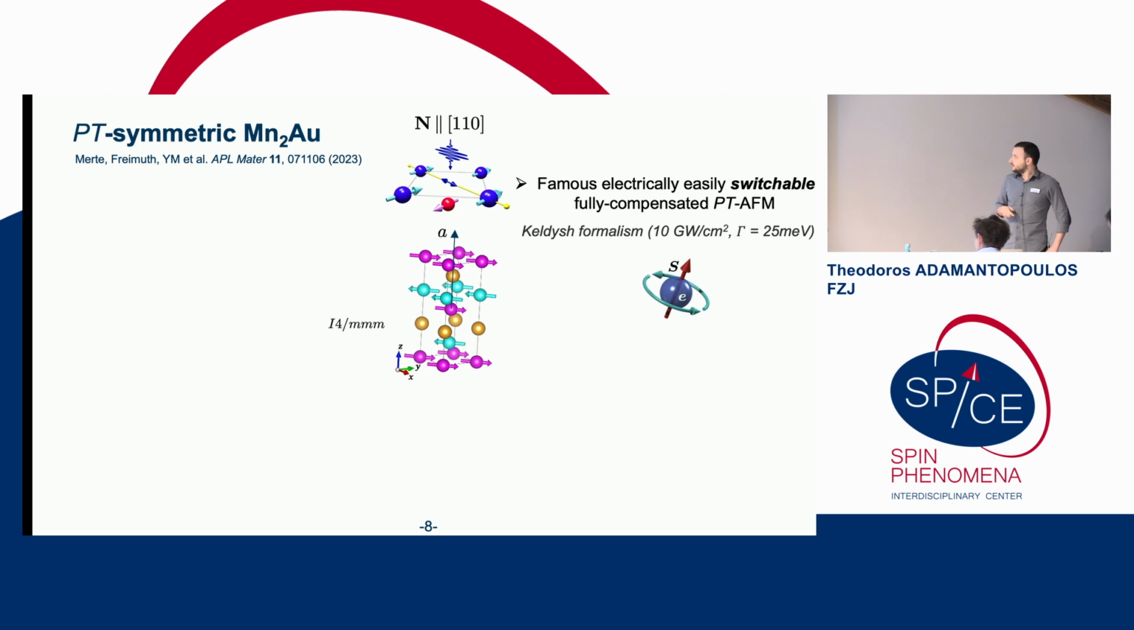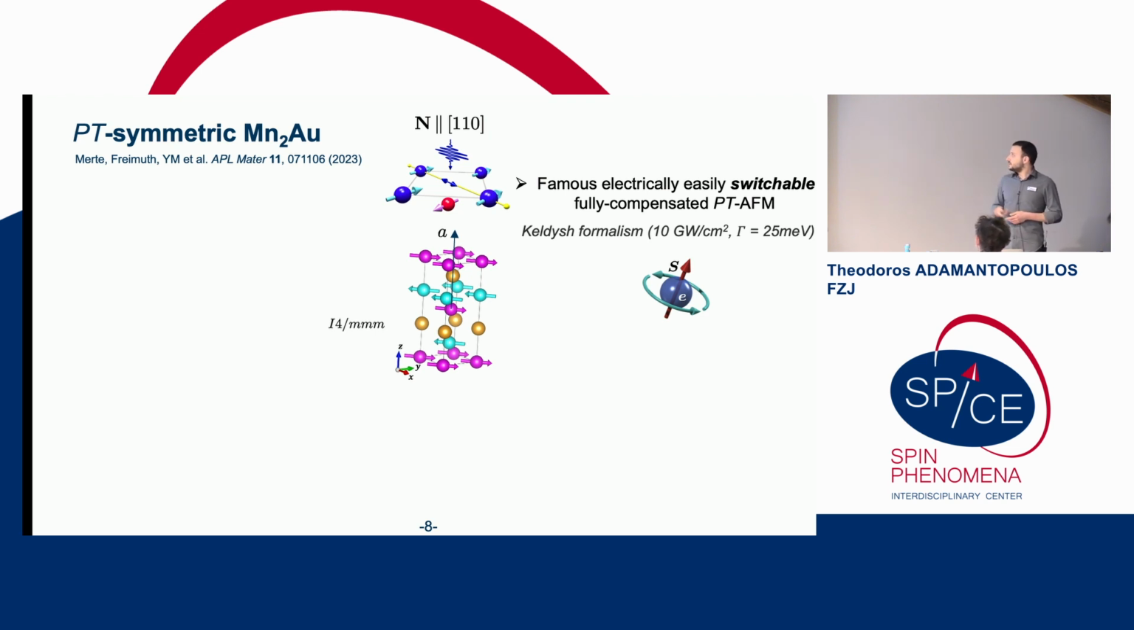Throughout our calculations, we use the Keldysh formalism, which is a Green's function theory, in order to calculate the responses which are of second order in the electric field of the laser. And we use a typical value of 10 gigawatt per square meter for the laser intensity. And we are also able to vary parameters such as the lifetime broadening of the electronic states, the laser frequency, the Fermi level, and also the polarization of the light.